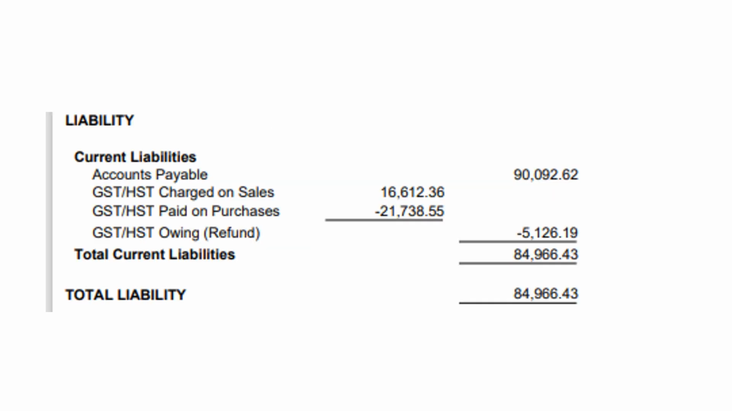For example, if we get this information from the balance sheet, we have HST charged on sales for 16,612.36 and HST paid on purchases for 21,738.55. There would be an HST refund for the amount of $5,126.19.